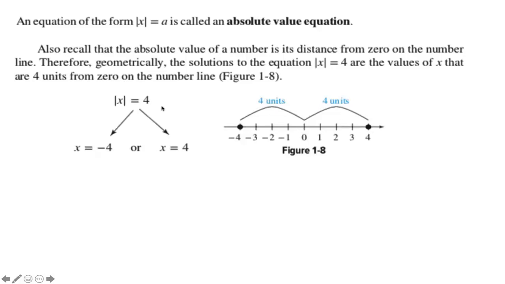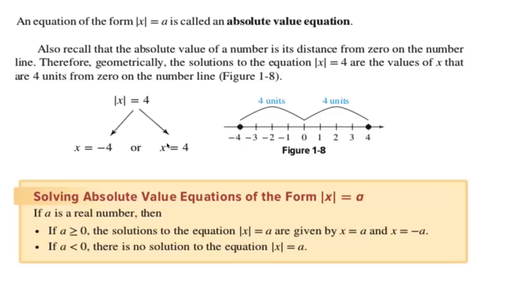So I'm looking for all x such that the distance between x and 0 is 4, and these are the two solutions of that equation. So the idea is that if you have absolute value of x is equal to a, then x is either equal to a or x is equal to negative a, if a is non-negative. But if a is negative, this equation has no solution, because absolute value denotes distance, and you cannot have a negative distance.